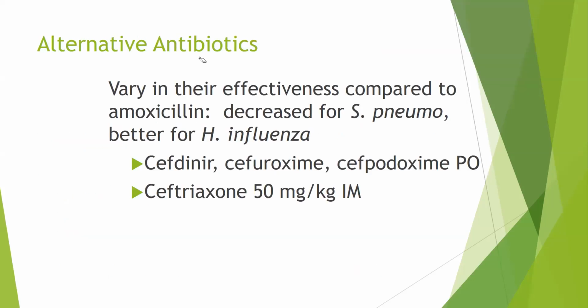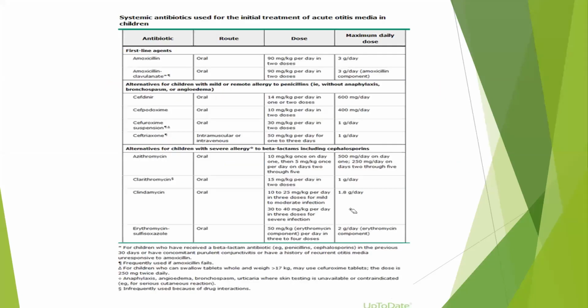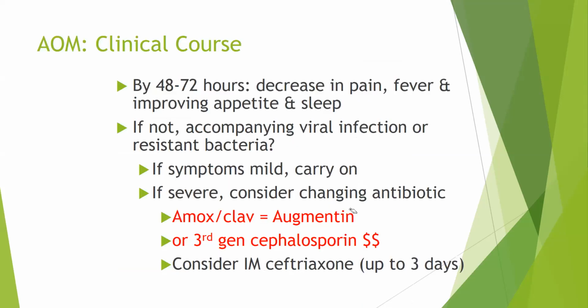Alternative antibiotics are your cephalosporins, third generation, so cefdinir and cefuroxime. These are all PO antibiotics. You can also do ceftriaxone IM for these patients as well. Here's an UpToDate graph on choices of antibiotics for treatment in otitis media of children. UpToDate is a great resource that you should be currently using, and if you're not, you need to get with the program.